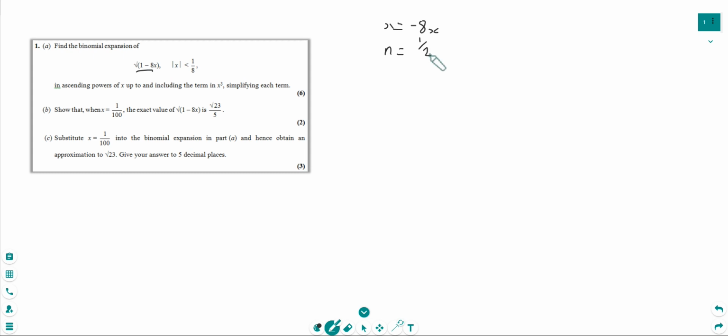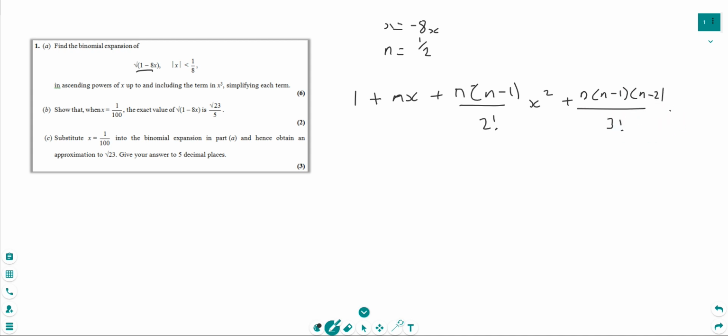First step is the same. So the first part's going to be 1, and then we'll just write it out this time. n times (n minus 1) over 2 factorial x squared, and then the fourth term as well, n times (n minus 1) times (n minus 2) over 3 factorial x cubed.